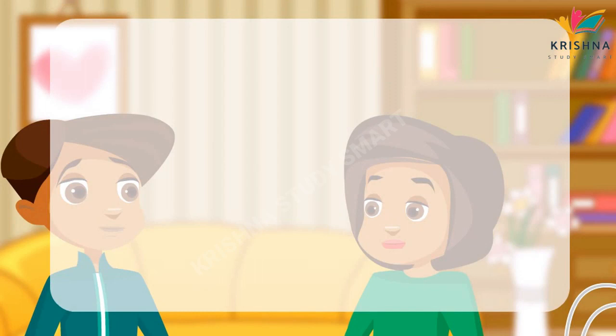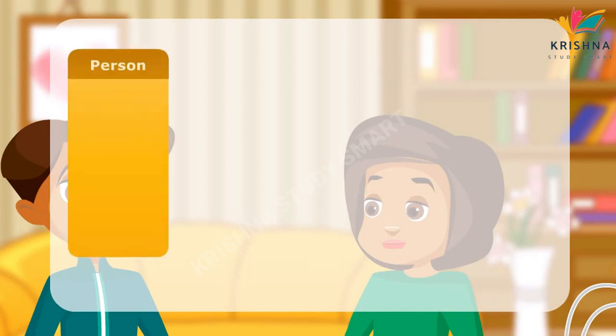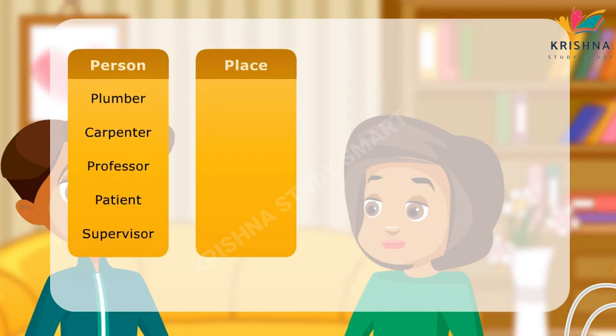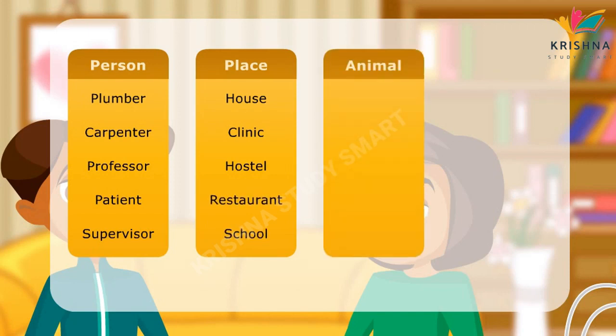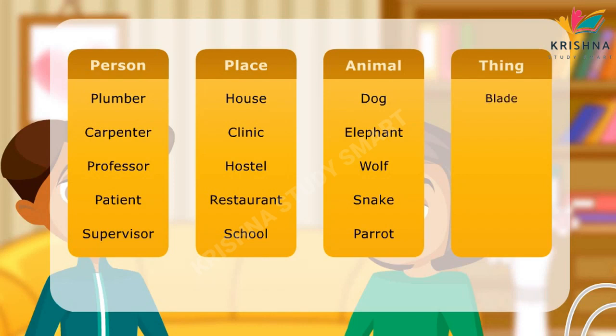Here is a list of some singular nouns. Person: plumber, carpenter, professor, patient, supervisor. Place: house, clinic, hostel, restaurant, school. Animal: dog, elephant, wolf, snake, parrot. Thing: blade, pencil, train, star, sheet.